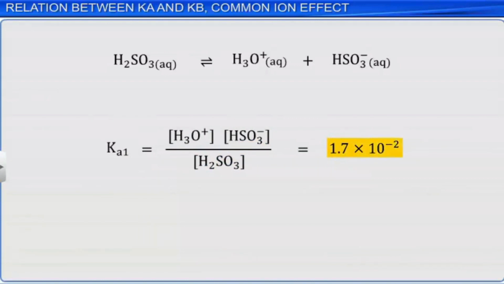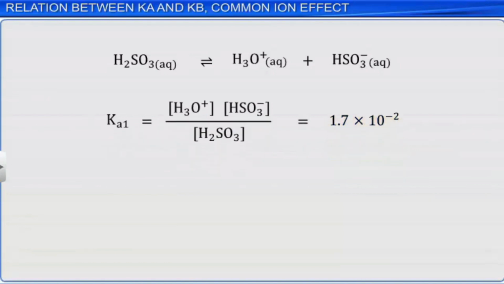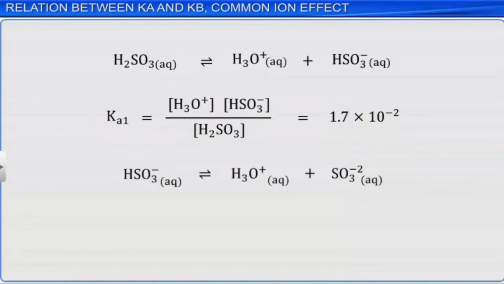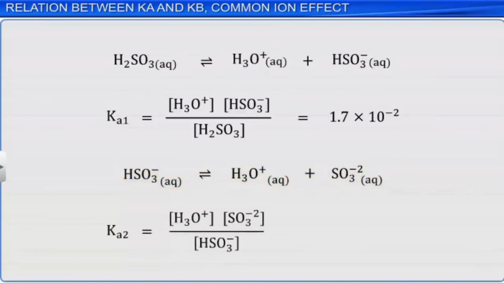Similarly, the ionization reaction of HSO3- can be represented as HSO3- (aq) in equilibrium with H3O+ and SO3^2- (aq). The second dissociation constant, represented by Ka2, is equal to the product of concentration of H3O+ and SO3^2- divided by concentration of HSO3-. The experimental value for this dissociation is equal to 6.4 × 10^-8.